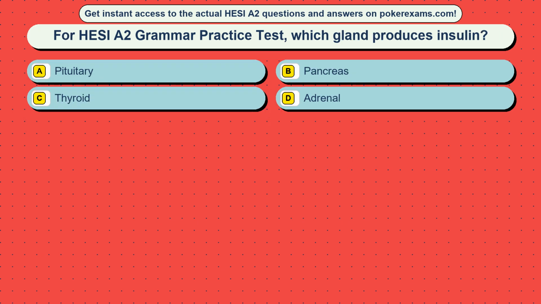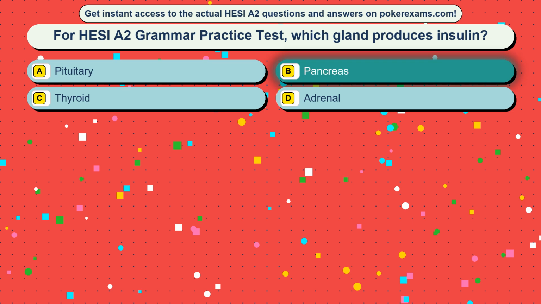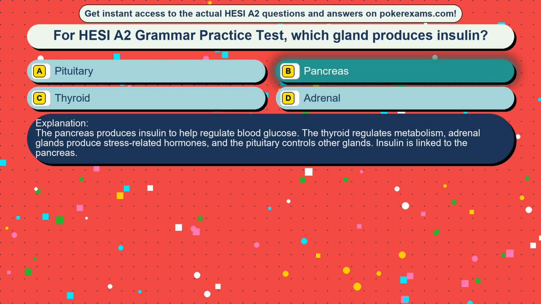Question 32. For HESI A2 grammar practice test, which gland produces insulin? Option A, pituitary. Option B, pancreas. Option C, thyroid. Option D, adrenal. The correct answer is option B, pancreas. The pancreas produces insulin to help regulate blood glucose. The thyroid regulates metabolism, adrenal glands produce stress-related hormones, and the pituitary controls other glands. Insulin is linked to the pancreas.